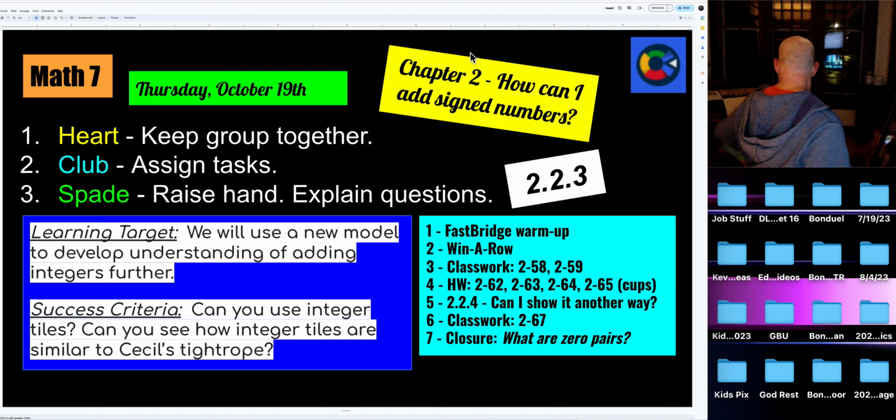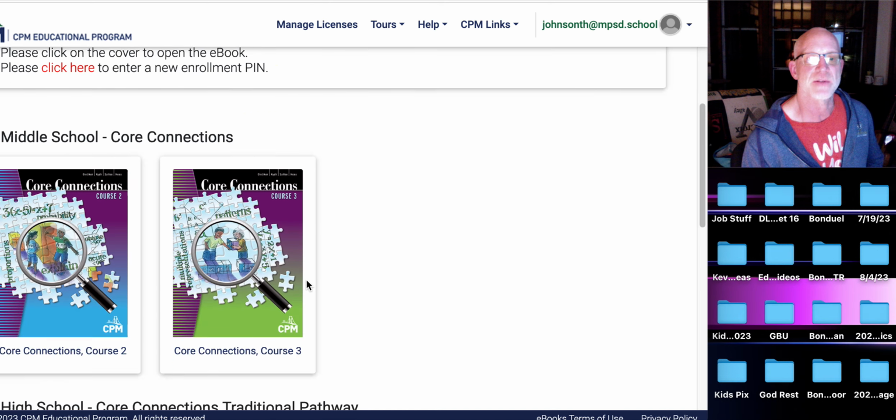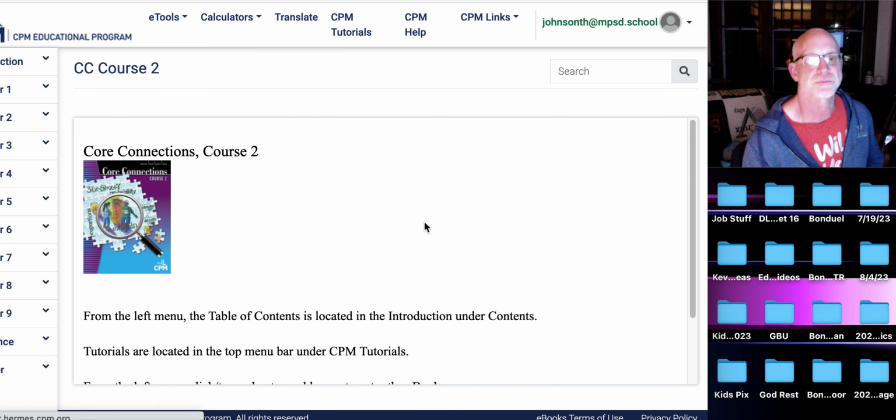Okay, so Win a Row was in our ebook. So let's get to our ebook, and we're going into the 7th grade, or Course 2, and we're going into chapter 2. 2.2.3. There we go. You can see it over here, 2.2.3. And then from there, we want to go to Win a Row.